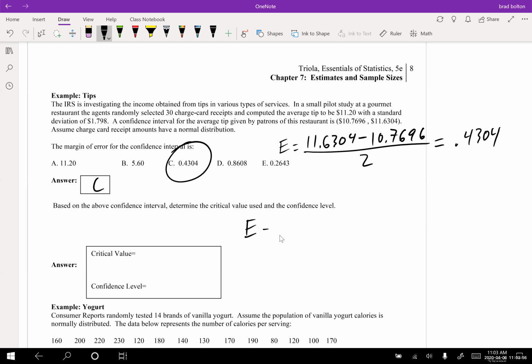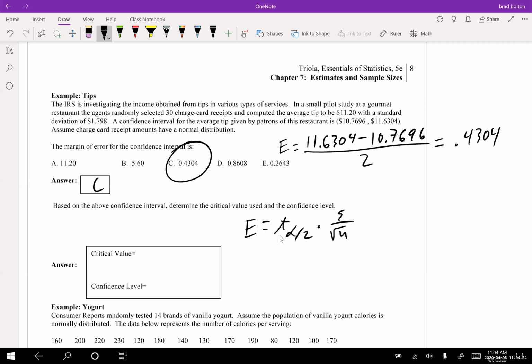The average tip given by a patron. So now think about this. They're talking about the average. Isn't that the mean? So are we working with Z, or are we more than likely working with T? Sometimes you can work with Z with the mean, but you would have to know the standard deviation of the population, which in general you will never know. So we're going to say E is equal to T alpha over 2 times S over the square root of N. That's how we find error, right?